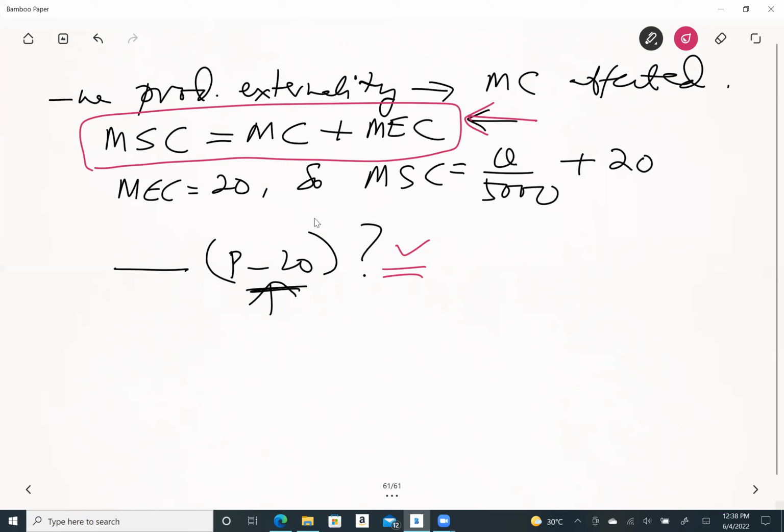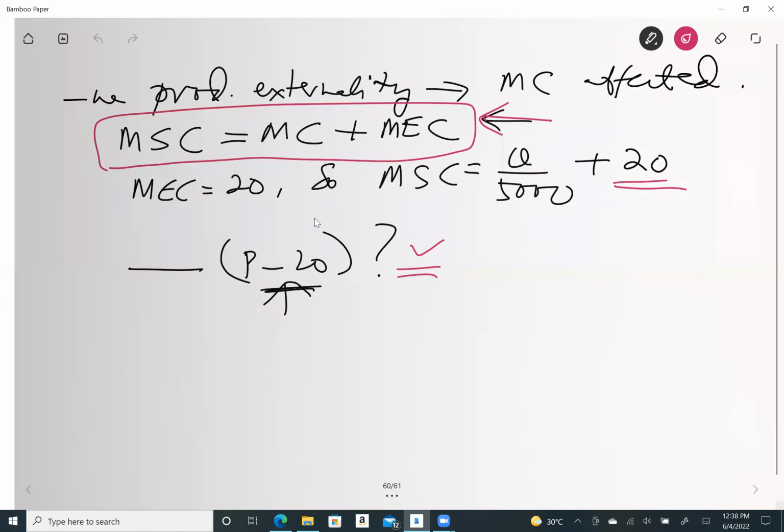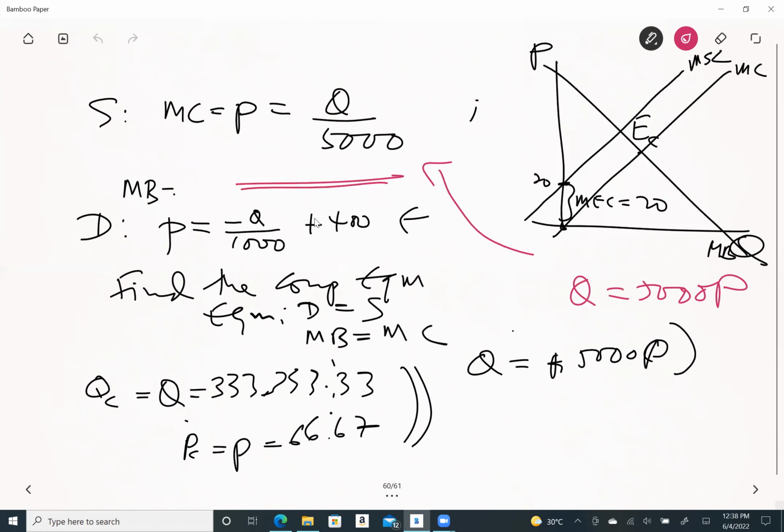So you do the equilibrium, you will get the social equilibrium. You'll be somewhere there. So you will get ES. Okay, and then of course the price will be higher.